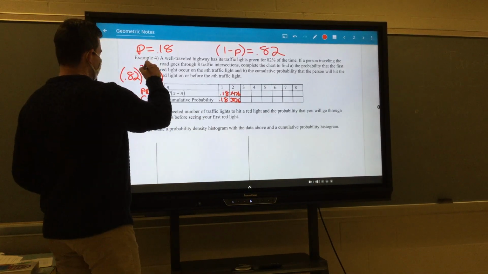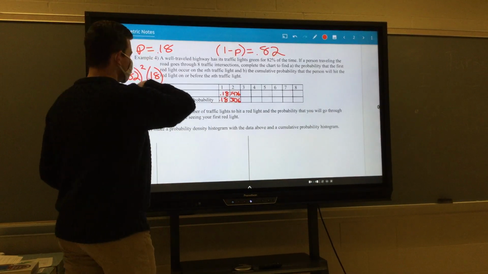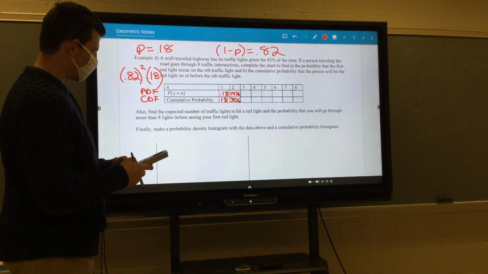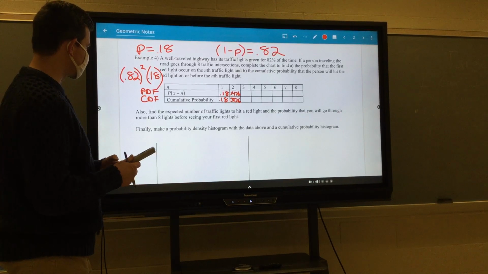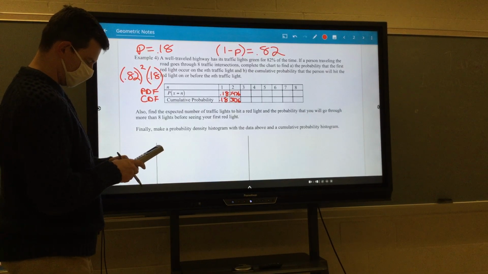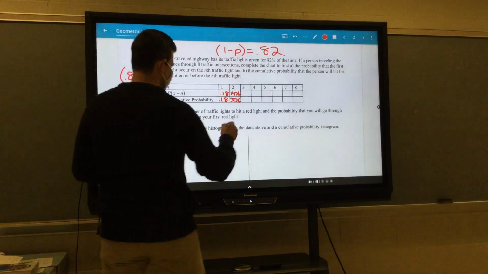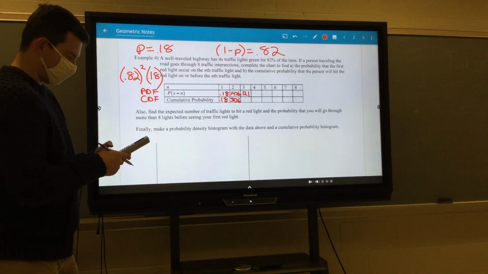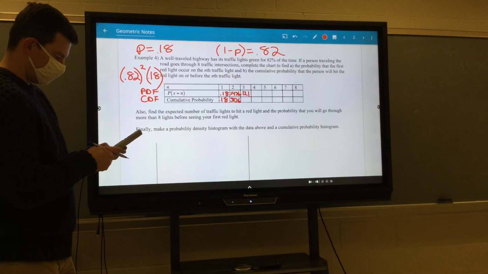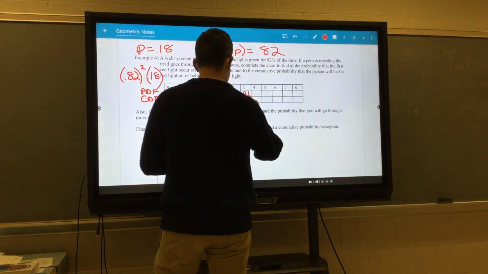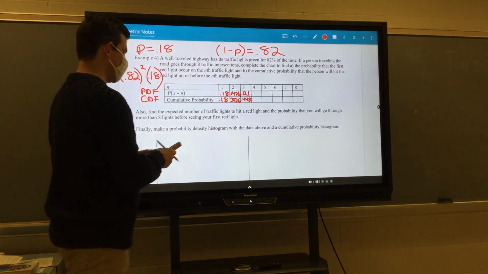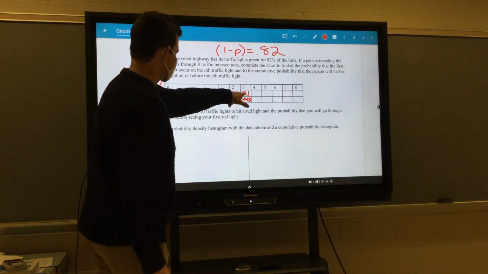Okay? We would then have two green lights, then a red light for that third slot. Okay, so we can really just multiply this number, 0.82 squared times 0.18, 0.121, and add that to our previous value. And you can see this is going up. The cumulative probabilities are going up as this is going down.